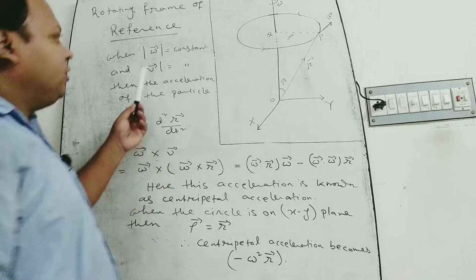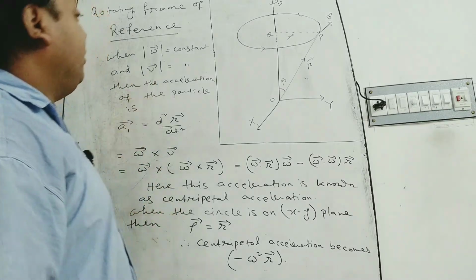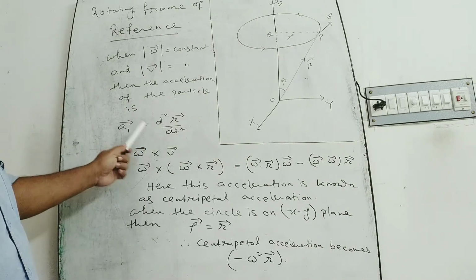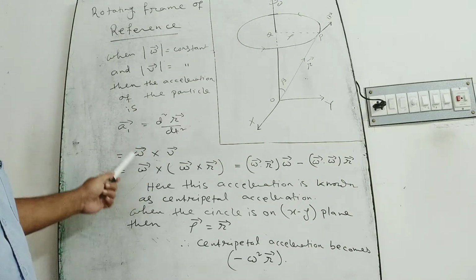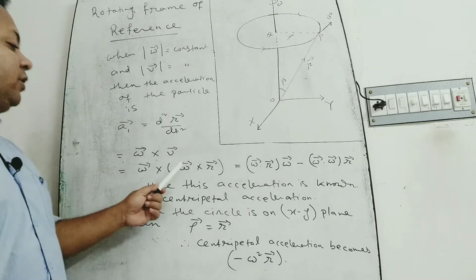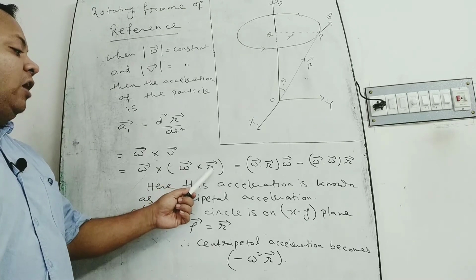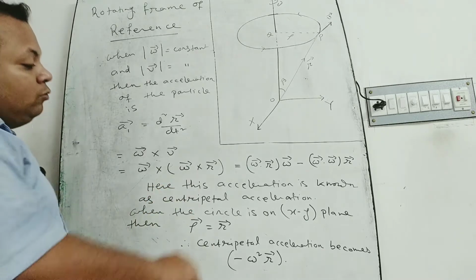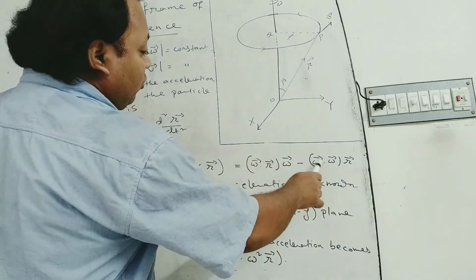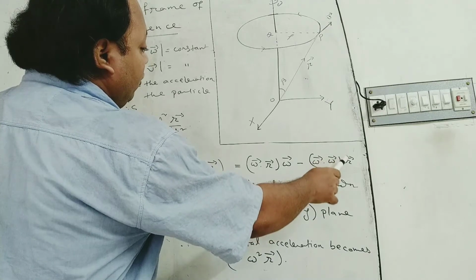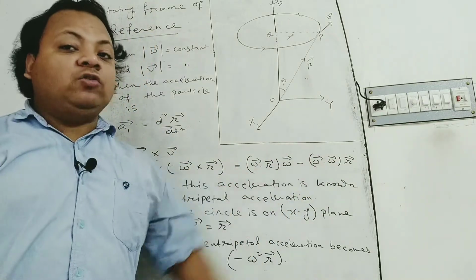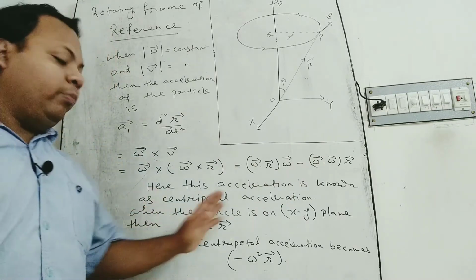When the magnitude of omega and the magnitude of v are both constant, then the acceleration of the particle, a1 vector, is equal to d2r dt2, which is omega vector cross v vector. This gives omega vector cross omega vector cross r vector, which is equal to omega vector dot r vector whole into omega minus omega squared into r vector. This acceleration is known as the centripetal acceleration of the particle.